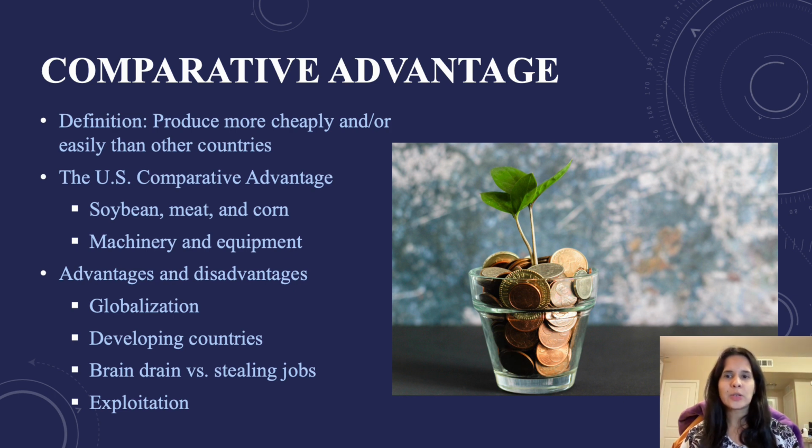All right, so here let's talk about the United States' comparative advantages. As we mentioned earlier, it has a vast territory, and it can produce a lot in agricultural output, such as soybeans, meat, and corn. The country also exports machinery and equipment, so those are the comparative advantages that the country has.